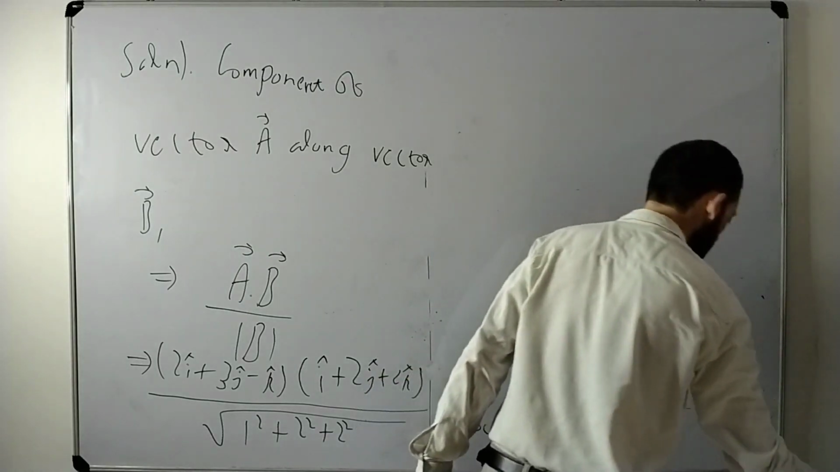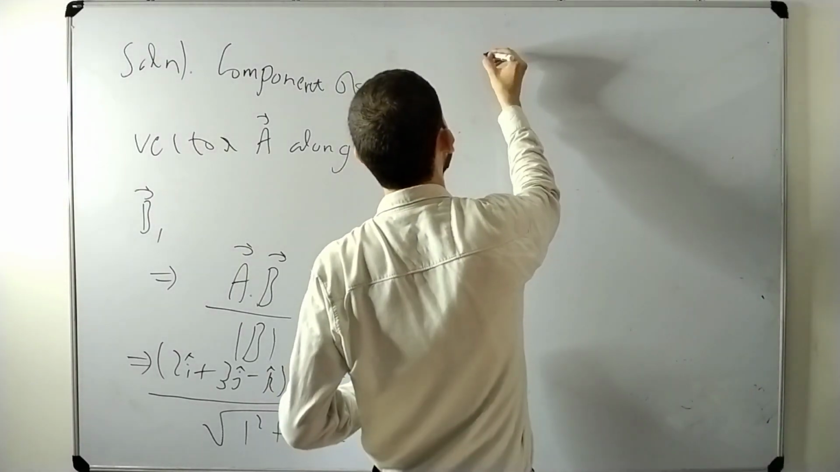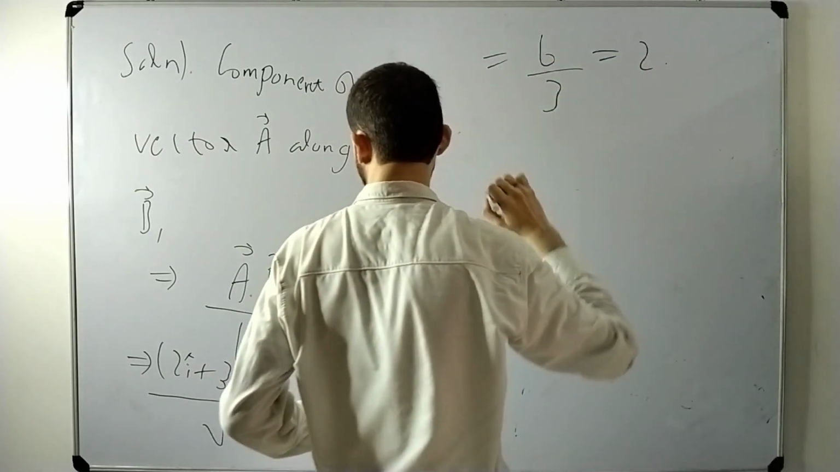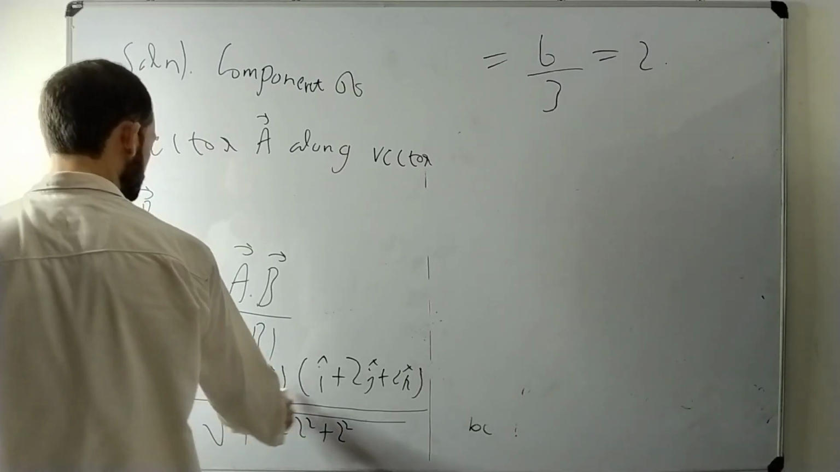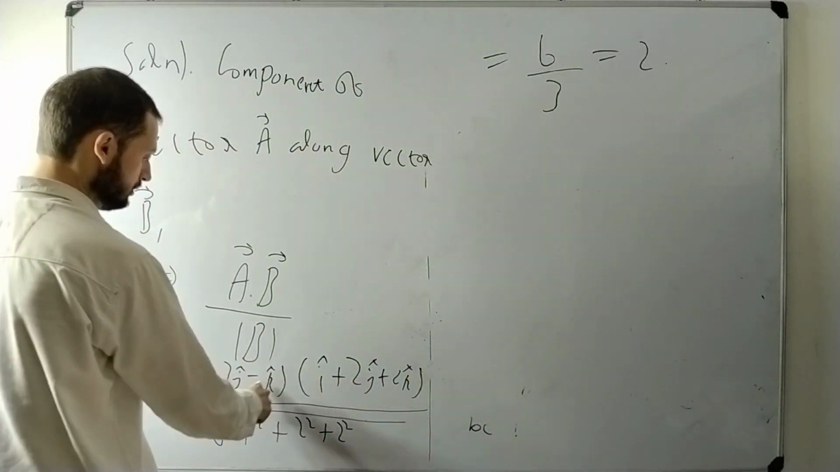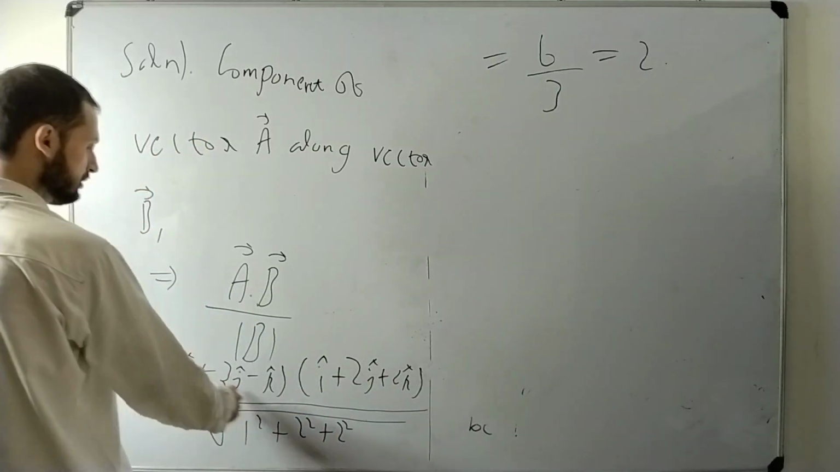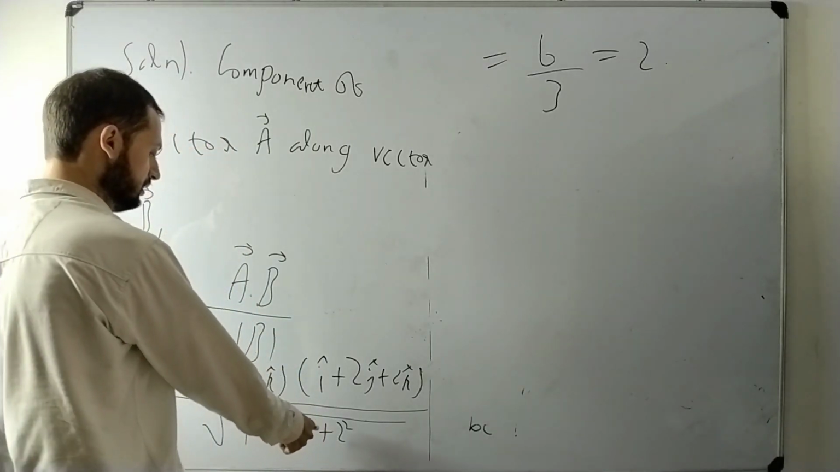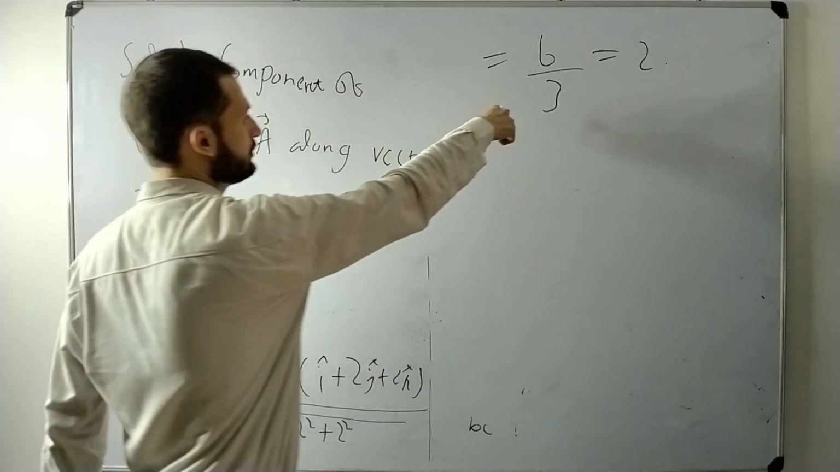The answer is 2. 6 divided by 3, 2. So very easy: 2, 2 and 3 to 6, this is minus 2. This comes out to be 6, the sum of it, and this is under root 9, and under root 9 is 3.